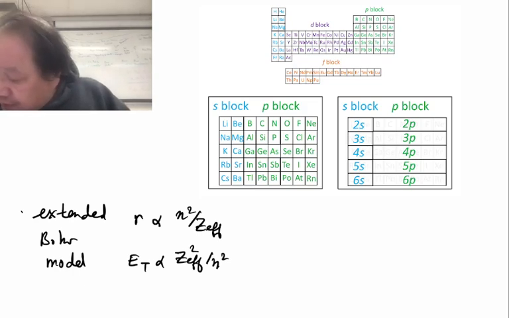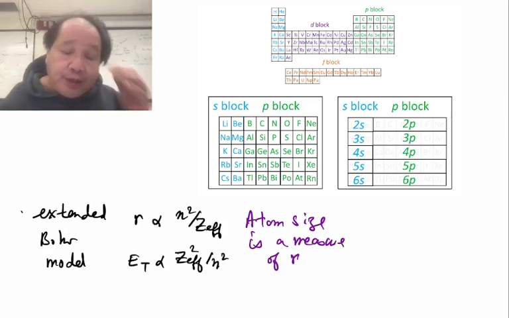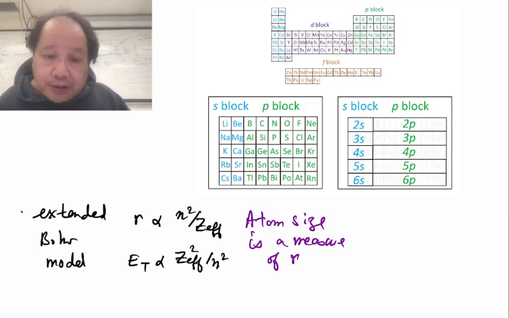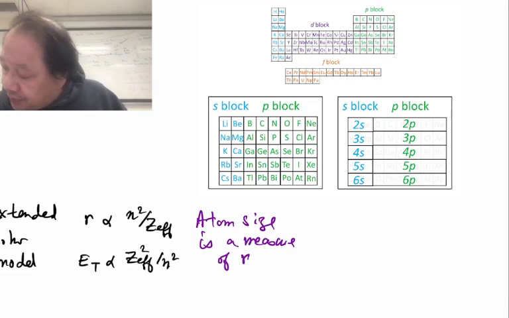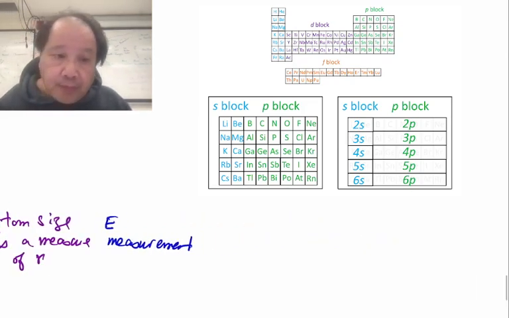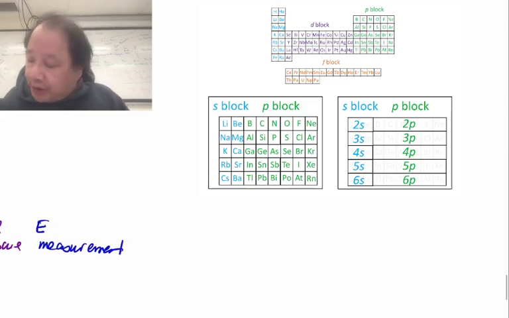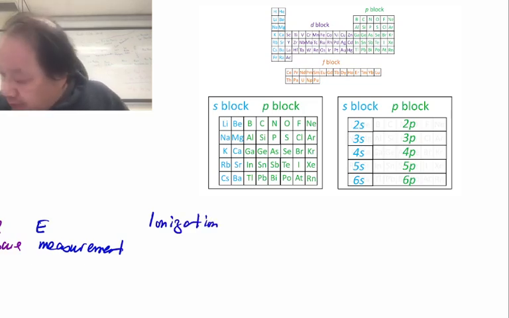The atom size is a measure of R. When an atom is big, the R of the atom is big. Energy can be measured two different ways. The first way we can measure energy is by the ionization energy, which is abbreviated IE.